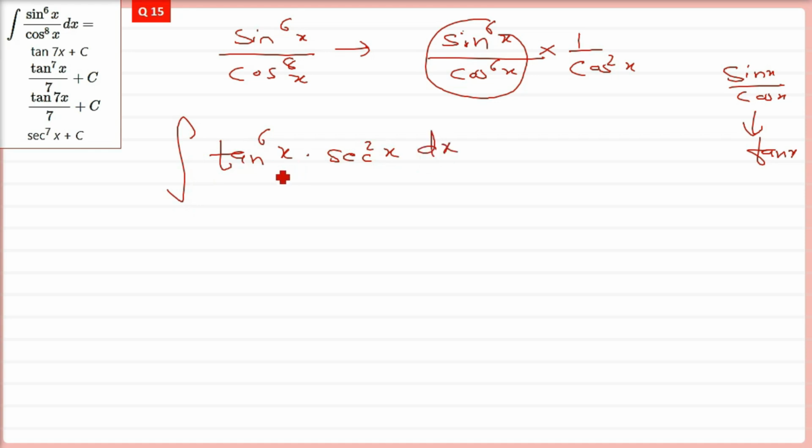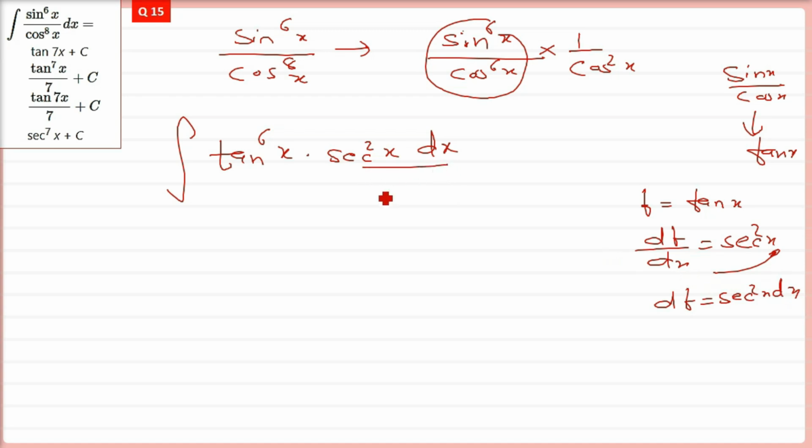So now if we take this tan x as t, so when we take t equals tan x, the differentiation will give us sec square x directly. So dt by dx is sec square x, so dt will be sec square x dx. So in place of this sec square x dx, we can write dt. And since we have taken tan x as t, this becomes t raised 6. So this is the simplest integration we can have. It will be t raised 7 divided by 7 plus a constant of integration.